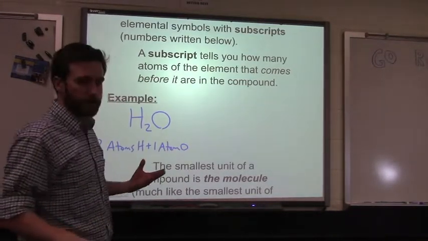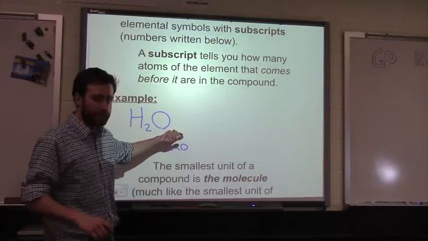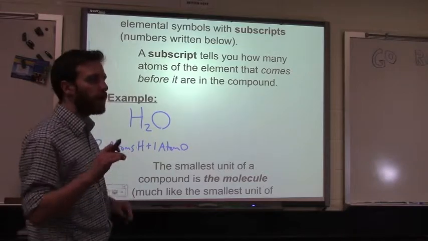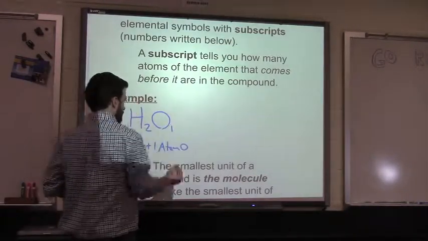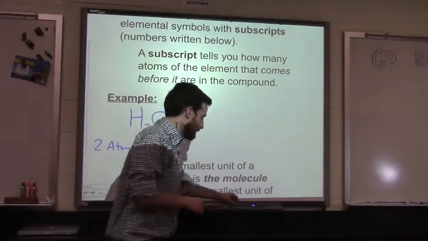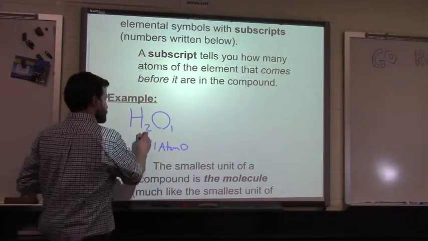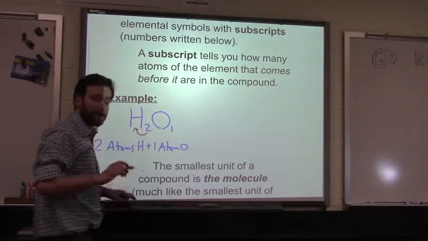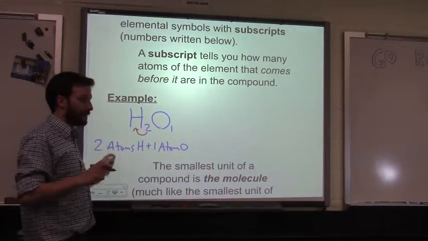Now, how did I know there was 1 atom of oxygen? Well, no number's written here, so I can assume it to be 1. It's one of the many invisible ones in the world. So really, you could write this formula as H2O1, and it's essentially meaning the same thing. It's important to note that the subscript is talking about the number of atoms of the element that comes before it, not after.